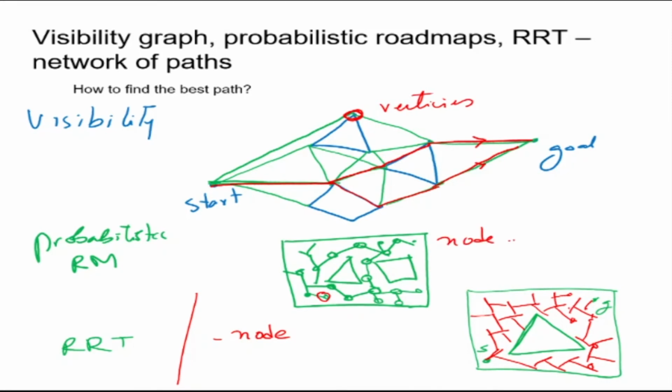And then nodes are connected by what we call paths, pathways or edges. So let's call them edges. So nodes and edges make a network of paths. We have nodes and we have edges, and this collection of nodes and edges makes up what we call a network of paths or pathways.